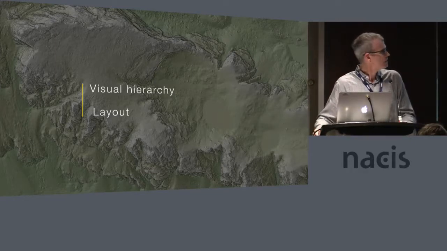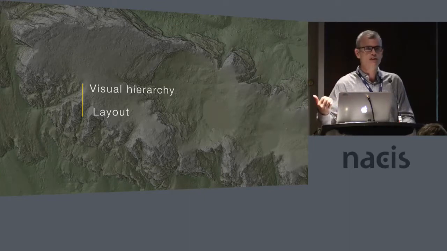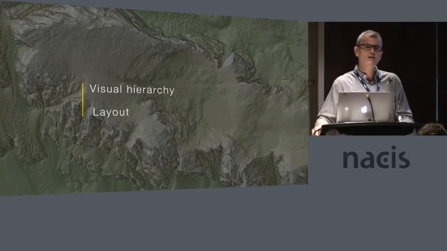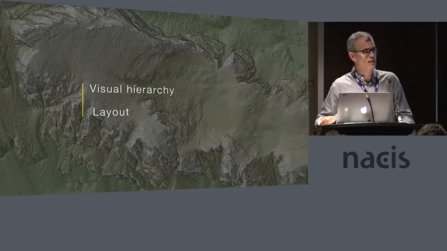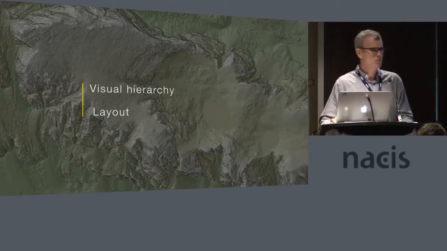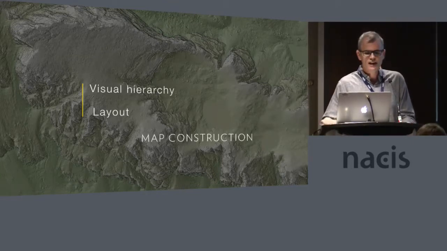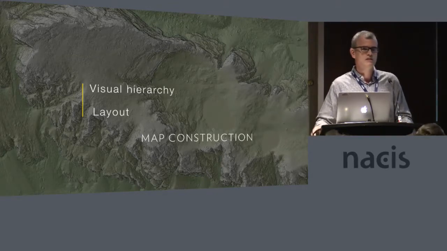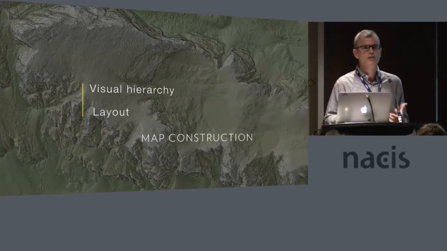And the body of knowledge tells me that we have a vertical way of distributing information in a map image. That's the visual hierarchy, so that's the way of ordering things in a vertical way. And layout is more of looking at the horizontal. And it's sometimes called map composition. I actually like the term map construction. You're taking the visual elements and putting them together into a map.